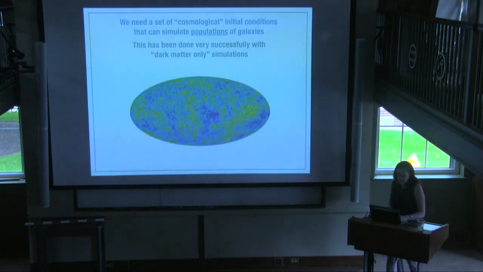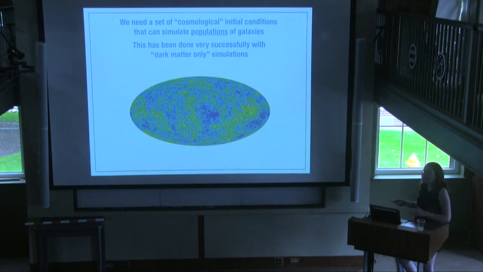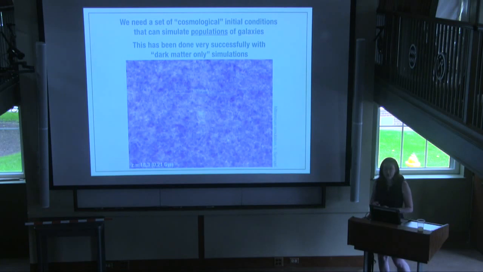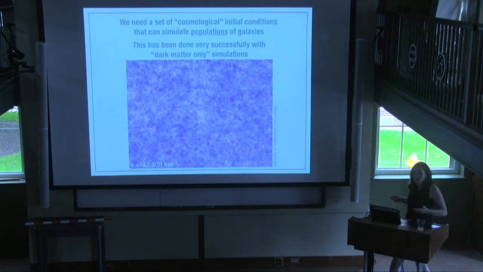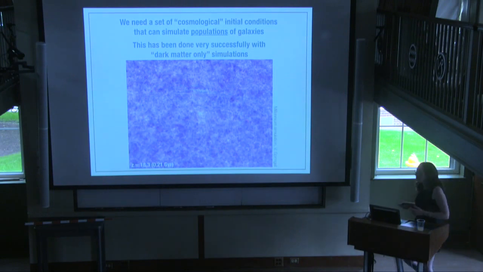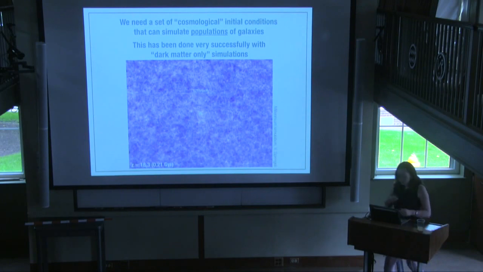So the way that this works is that you take something like the CMB that tells you about the structure of the very early universe, the statistical properties of overdensities and underdensities at those very high redshifts, and you create a set of initial conditions that have more or less the same statistical properties. So this is a density map of dark matter at redshift 18.3 in the Millennium simulation. And then you take these initial conditions and evolve them forward using gravity and cosmology.